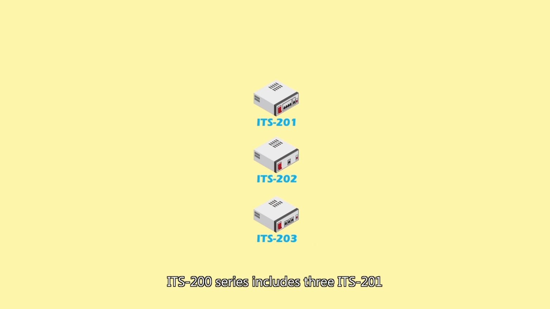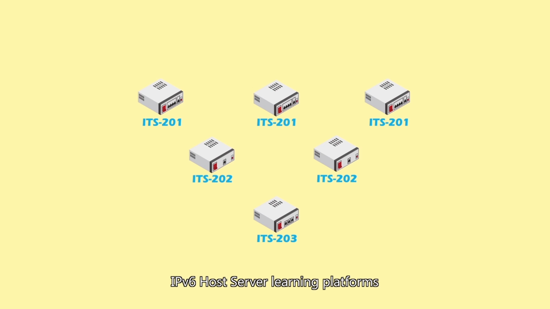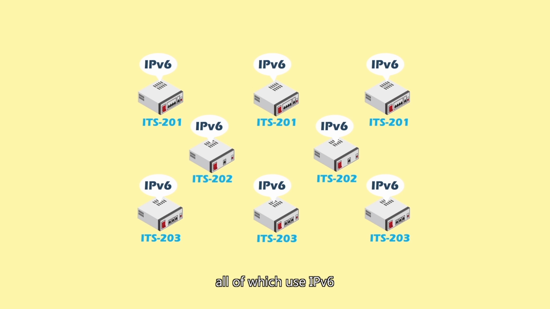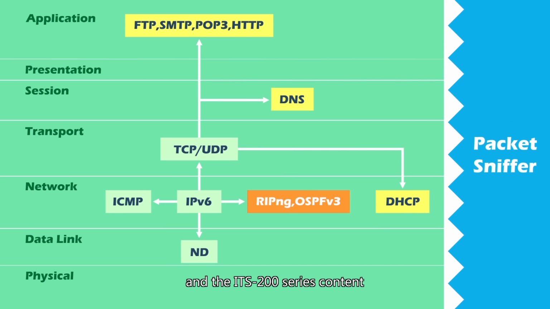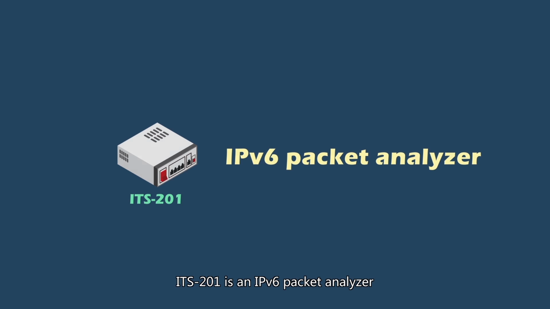ITS 200 series includes 3 ITS 201 IPv6 host client learning platforms, 2 ITS 202 IPv6 host server learning platforms, and 3 ITS 203 IPv6 router learning platforms, all of which use IPv6. The graphics are OSI Network 7 layers, and the ITS 200 series content corresponds to the hierarchical layer of the technology. ITS 201 is an IPv6 packet analyzer capable of tracking the route of any information transmitted on the Internet.